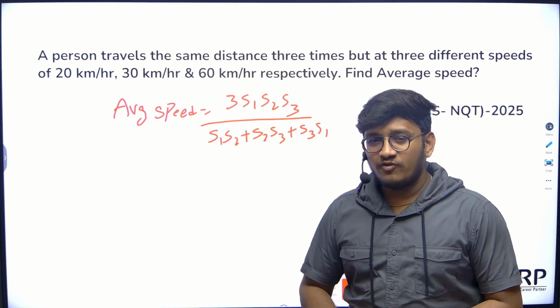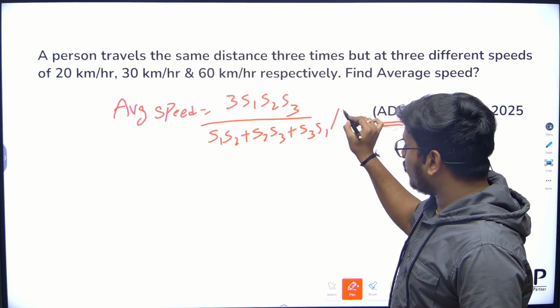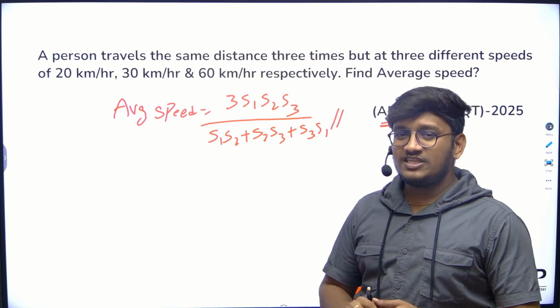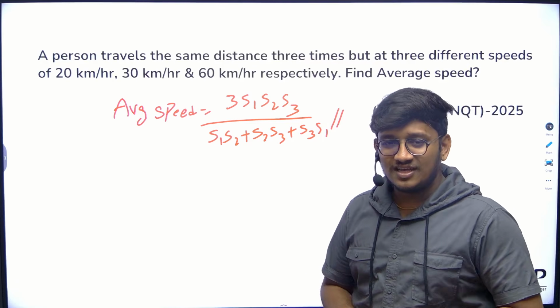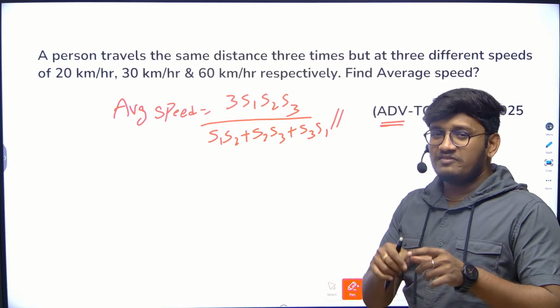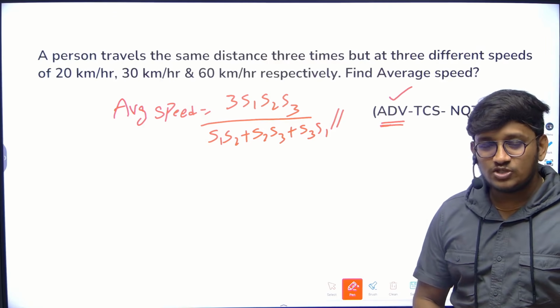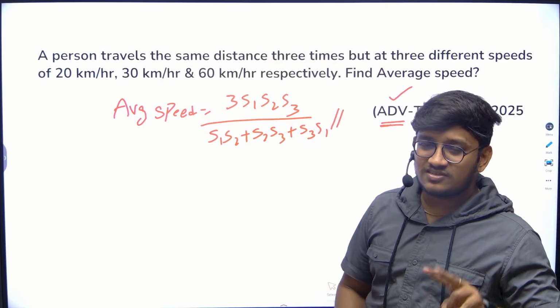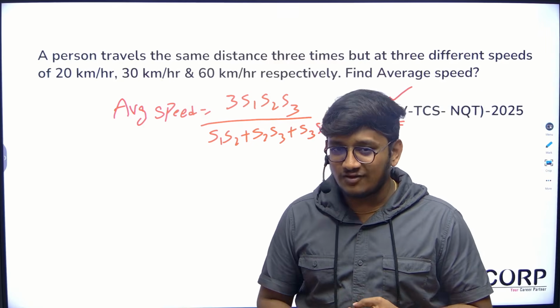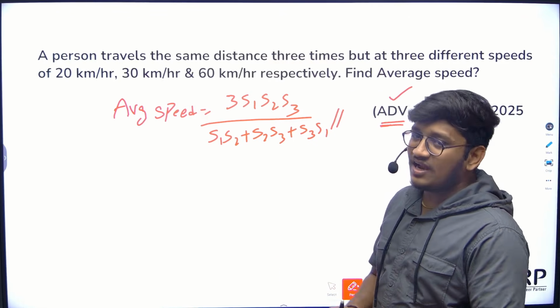Last time I mentioned this particular formula. So if you know this formula for three speeds, you can directly substitute the values. It is very easy. You can solve it within a minute. But this question was asked in advanced aptitude. You will have two sections in TCS, one is foundation and the next one is advanced, right? So the same question was asked in advanced aptitude.